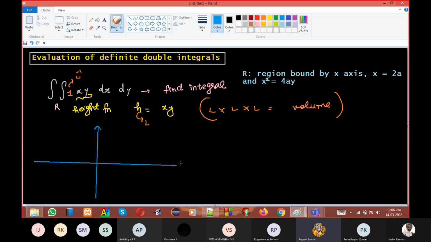If you look at this region, draw the x-axis. Now draw this parabola, an upward parabola. All this you should know how to draw. Don't ask how to draw. So this is the line x equal to 2a, this is y equal to 0, and this is x squared equal to 4ay. Correct.